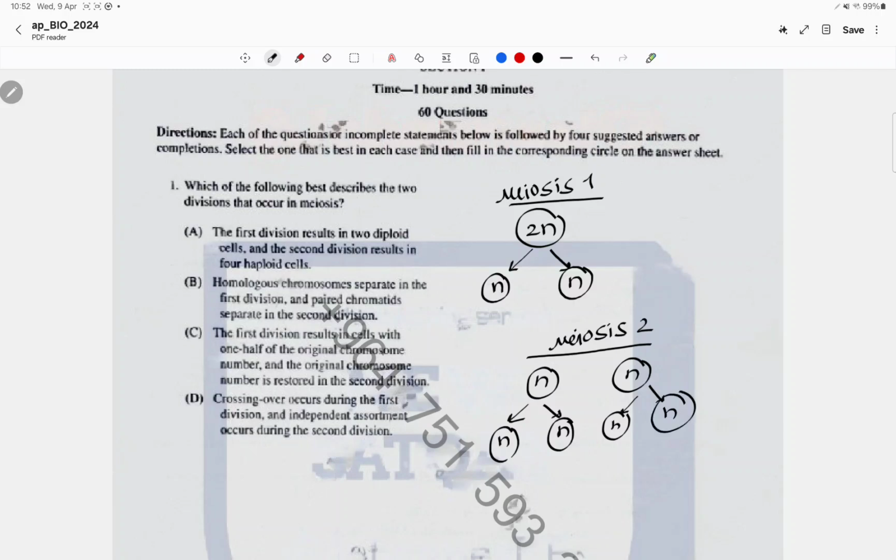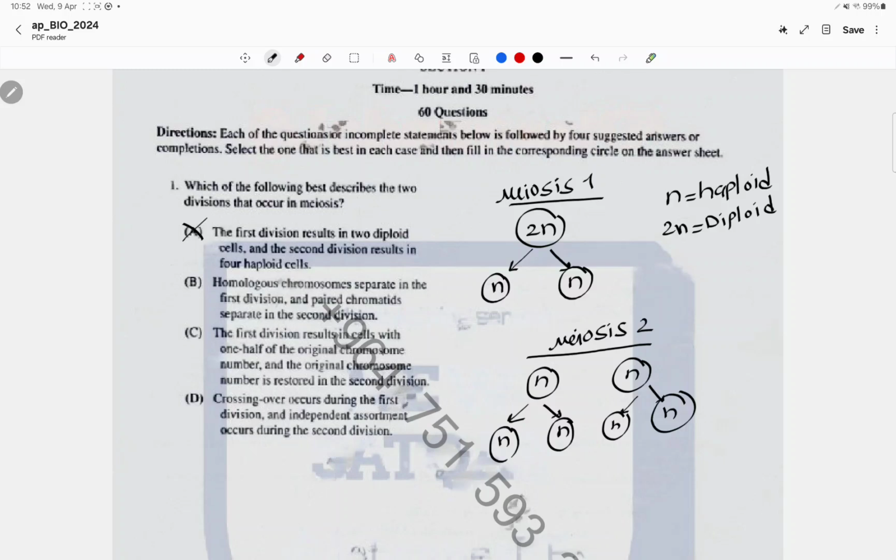So A says the first cell division, which is meiosis 1, results in two diploid cells. No, it results in two haploid cells, because N is for haploid and 2N is for diploid. So A is going to be off the table.